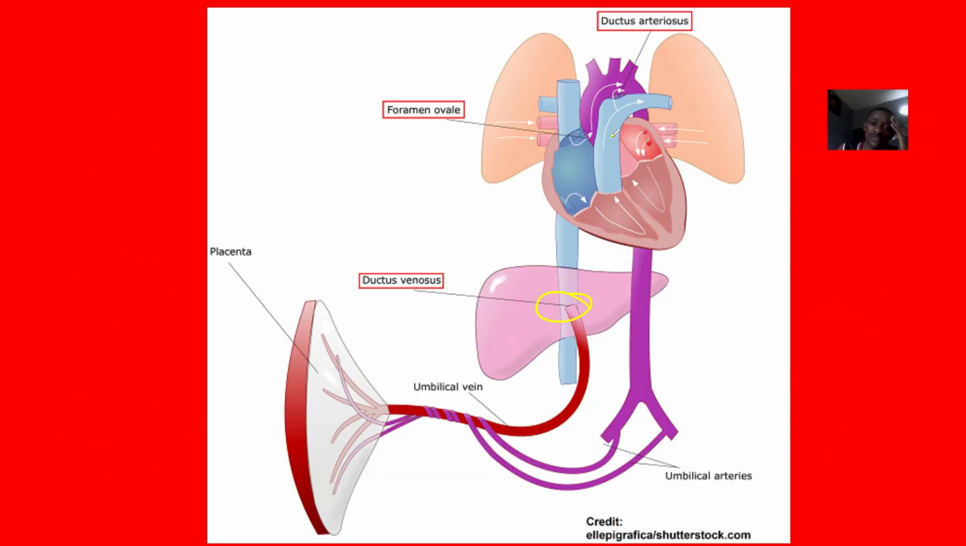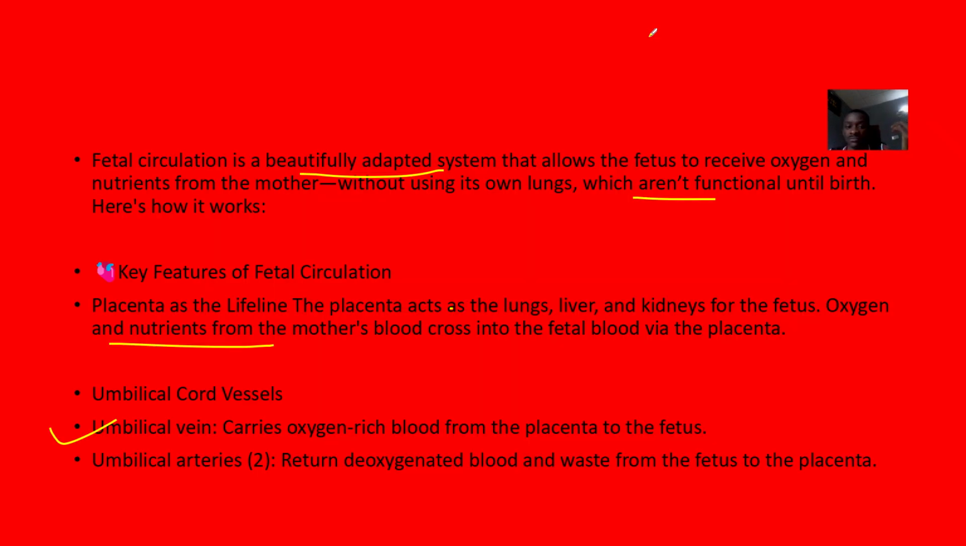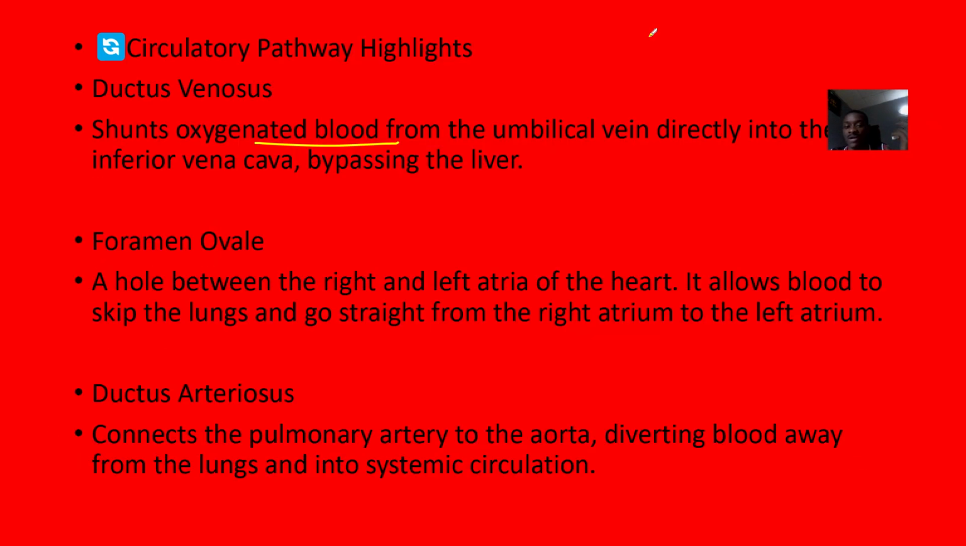Foramen ovale. This is the foramen ovale. I can see that blood can flow here directly into, that should be the aorta, right? So it is a hole between the right and left atria of the heart. It allows blood to skip the lungs and go straight to the right atrium, then from the right atrium to the left atrium.